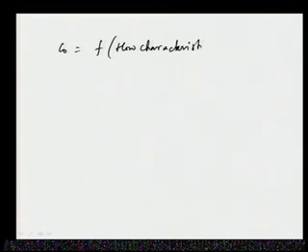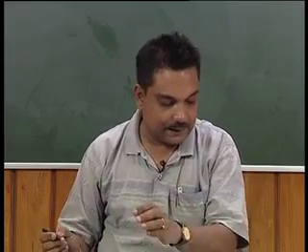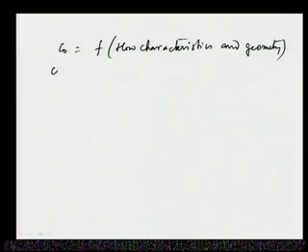Therefore, we can say that the condensation number is a function of flow characteristics and geometry. Now, there are certain relationships, correlations, that have been given for finding out this condensation number.